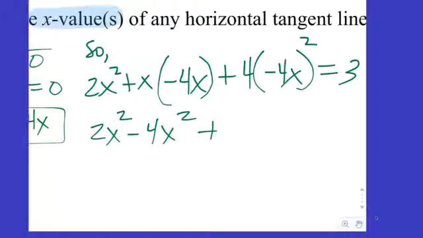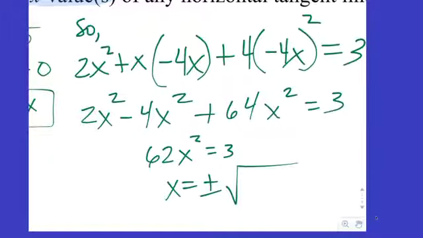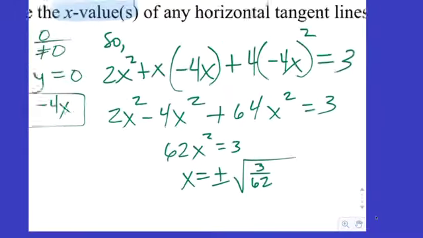You're going to get a positive 16 times a 4, which is positive 64x squared. And now you have a bunch of like terms. They're all in terms of x squared, so you're going to get 62x squared equals 3. And if you divide by 62 and take the plus or minus square root, you'll get the square root of 3/62. And 62 is not divisible by 3 because its digit sum, 6 plus 2, is not a multiple of 3.